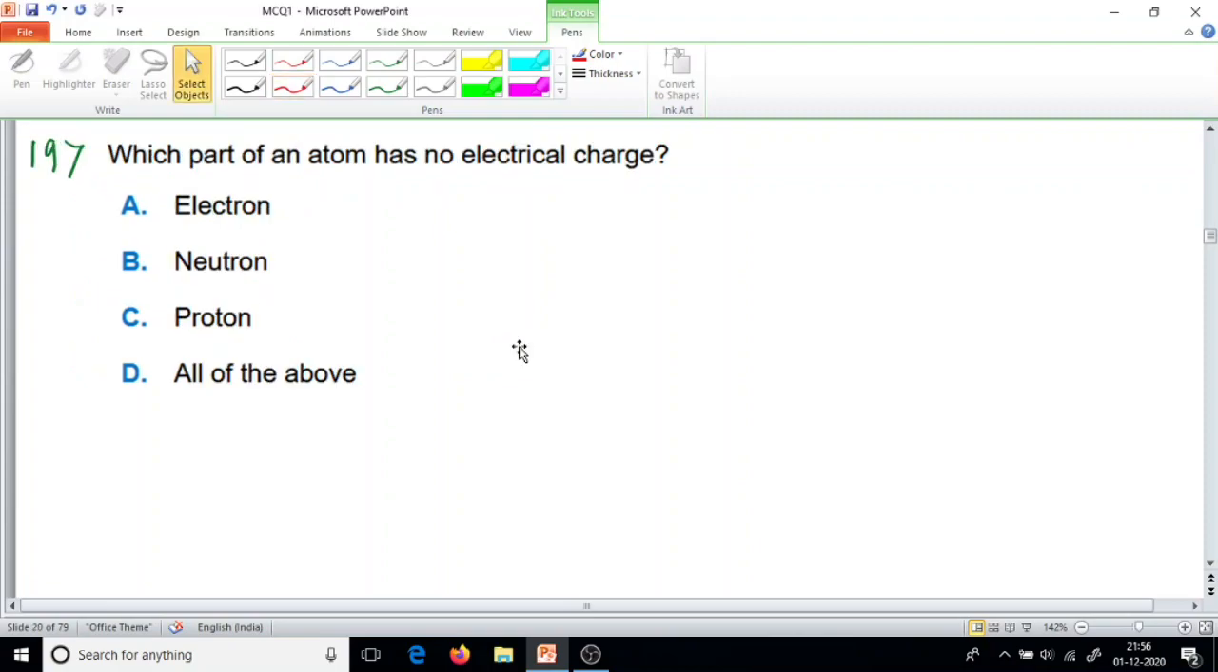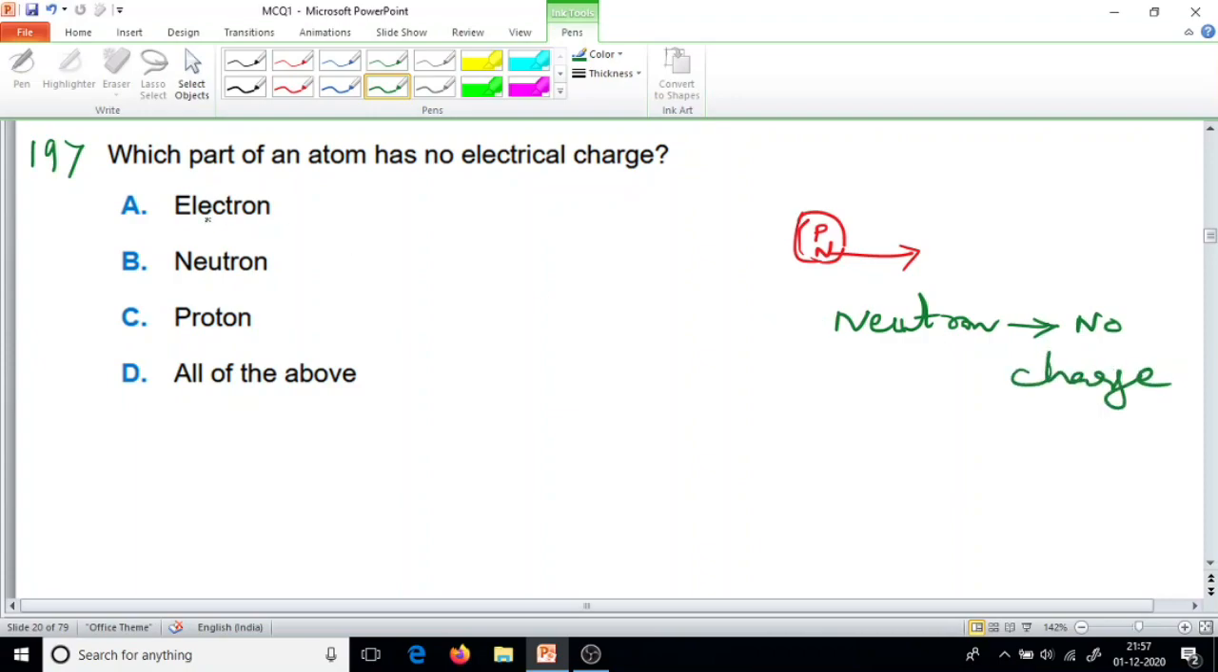Question number 19. Which part of an atom has no electrical charge? In the nucleus, what is there? Proton and neutron. But the neutron doesn't have charge. Neutron, no charge. It is free of charge. The answer is option B.